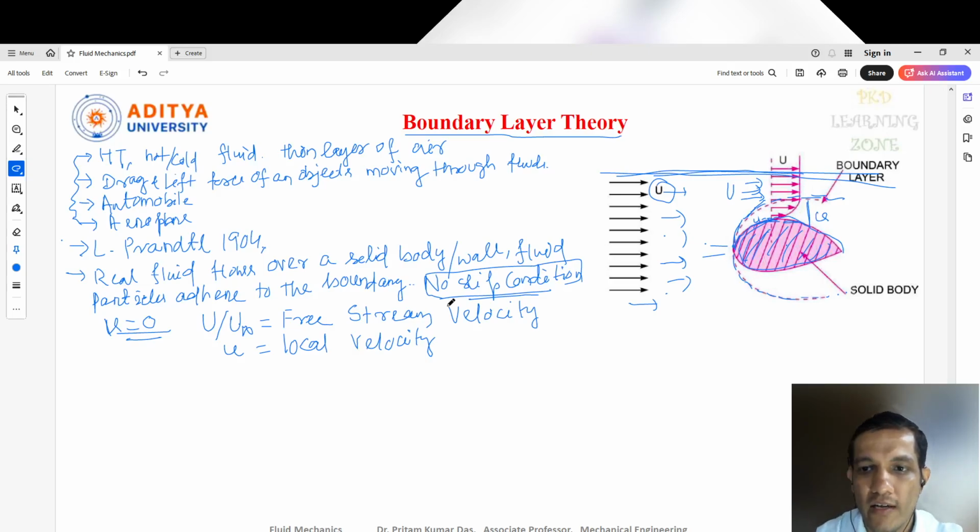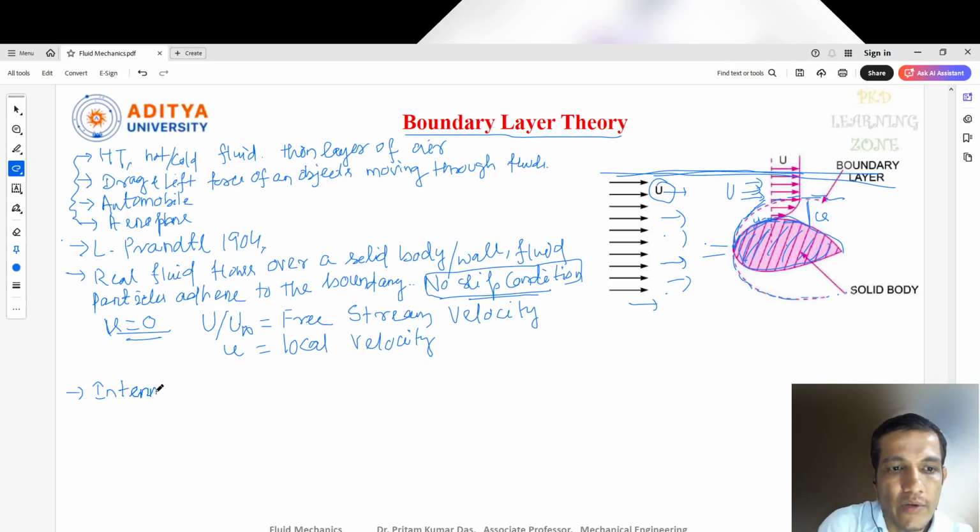What is the reason for that? If you see the boundary, the solid object we have taken is a solid object, correct? And the fluid which is flowing is a liquid. So for the fluid, let me write here: u equal to 0 near the boundary. This is happening due to the intermolecular forces.